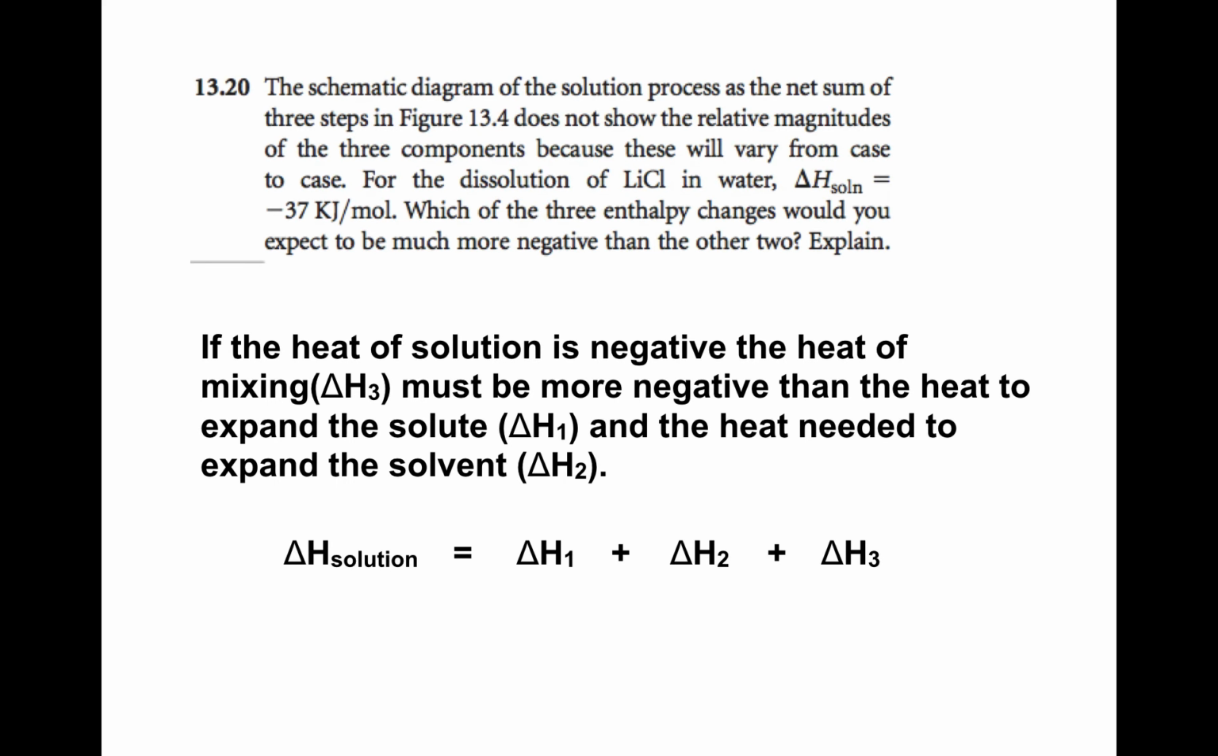So if the heat of solution is negative, the heat of mixing, delta H3, must be more negative than the heat to expand the solute and expand the solvent. So I add the 3 heats together to figure out what the heat of solution is going to be: expand the solute, expand the solvent, heat released when I mix. So the heat released when you mix is the exothermic one.